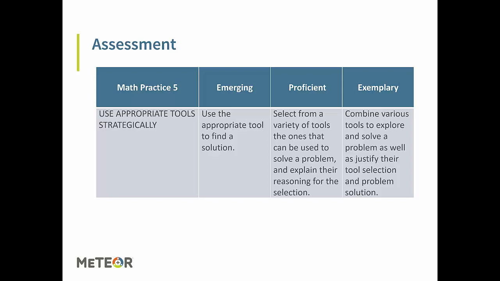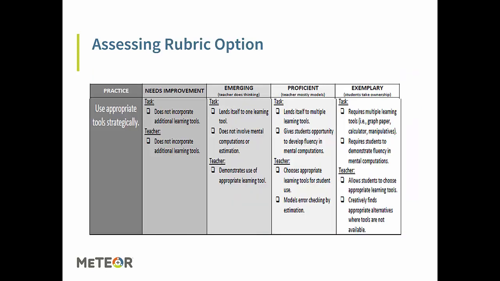Use appropriate tools strategically. Emerging students use the appropriate tool to find a solution. Proficient students select from a variety of tools the ones that can be used to solve a problem and explain their reasoning for the selection. And an exemplary student combines various tools to explore and solve a problem as well as justify their tool selection and problem solution. It may also be valuable to assess yourself.